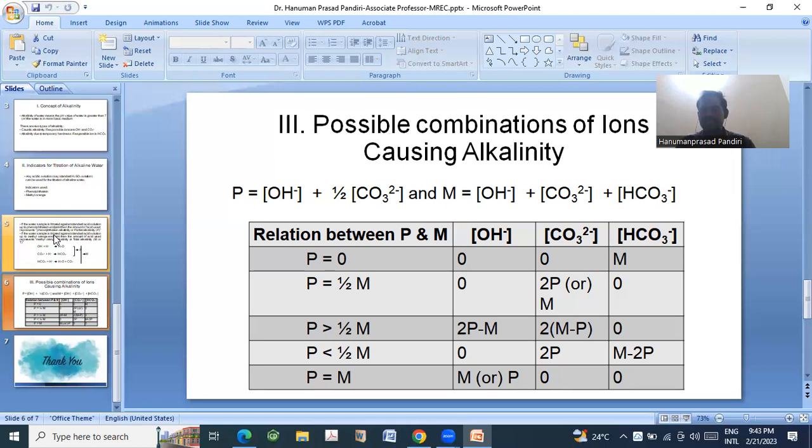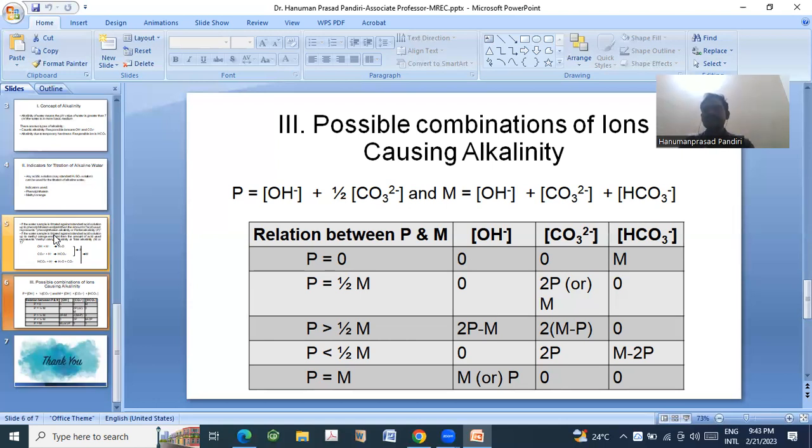And the fourth relation that we can observe is P is less than half M. Here OH⁻ concentration is 0, carbonate concentration is 2P and bicarbonate concentration is M minus 2P. That means if P is less than half M, the ions responsible for alkalinity of water are carbonate as well as bicarbonate. And the concentration of carbonate is 2P and concentration of bicarbonate is M minus 2P. This is the fourth relation.